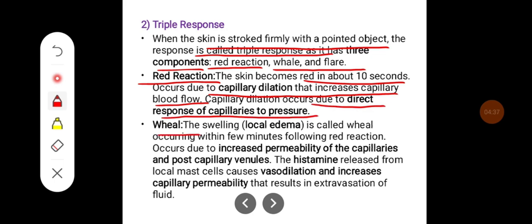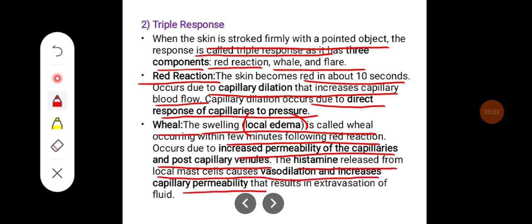Wheal occurs because of the swelling that is because of the local edema and is called wheal. This occurs within a few minutes following red reaction. This occurs due to the increased permeability of the capillaries and postcapillary venules. The histamine released from the local mast cells causes vasodilatation and increases capillary permeability that results in extravasation of the fluid.